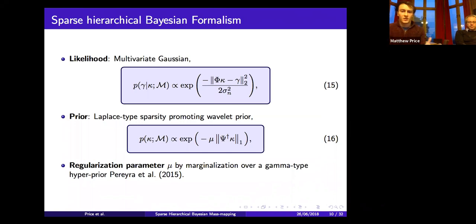And then you have to choose some prior. In this sense, we've chosen a Laplace type prior, which is just promoting sparsity in a wavelet dictionary. Now, an interesting thing about this is that other reconstruction techniques that use Laplace type priors tend not to address this mu factor, which is a weighting for that prior. So in this framework, if you're going to treat it as a hierarchical problem, the typical thing you do is assign a hyperprior to that and marginalize over it, which is exactly what we've done here. We assigned a gamma type hyperprior, which we then marginalize over. Now, it's important to note.